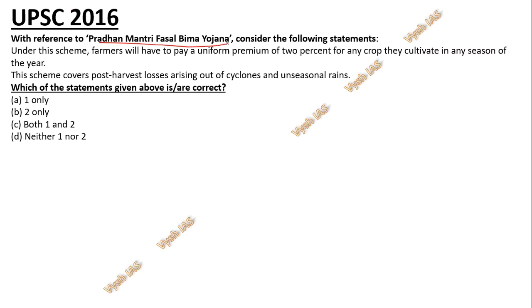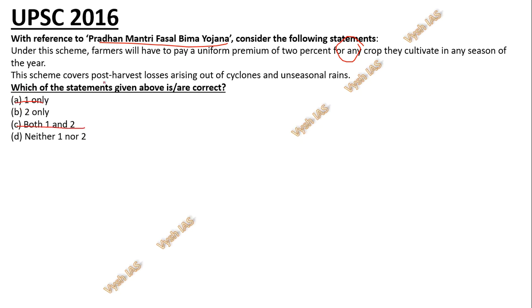With reference to Pradhan Mantri Fasal Bima Yojana, consider the following statements. So here is a very simple question because of the usual trick which we know. Okay, 2% for any crop. This kind of extreme statement, when it comes, 99% it will be wrong only. So here, farmers don't have to pay a uniform 2%. It is like 1%, 2%, 5%, depending on which crop it is. Okay, so statement 1 is wrong, which means you can eliminate this and this.